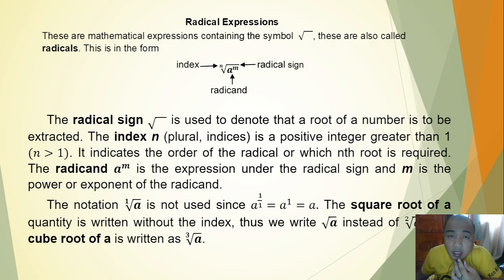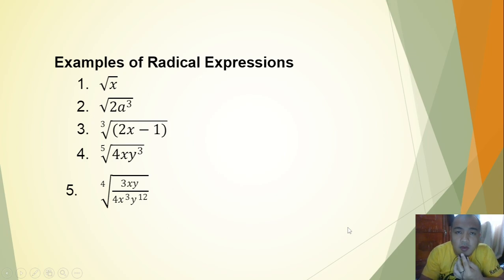For example, if the index is 3 here, that means cube root of a. So the cube root of a is written as here, cube root of a. When the index is 2, we do not write 2 anymore as the index, but rather we write here square root of a.